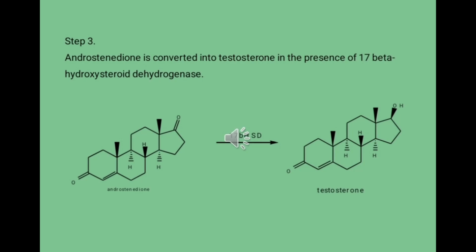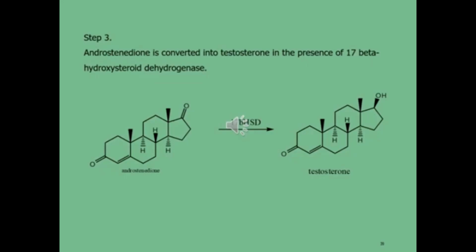But the carbonyl group, which was present at carbon 17 position, is converted into hydroxyl group as beta. So the difference between testosterone and androstenedione is just the presence of hydroxyl group at carbon 17 position in testosterone as compared to carbonyl group at 17 position in androstenedione. So this is the general method for the synthesis of testosterone.